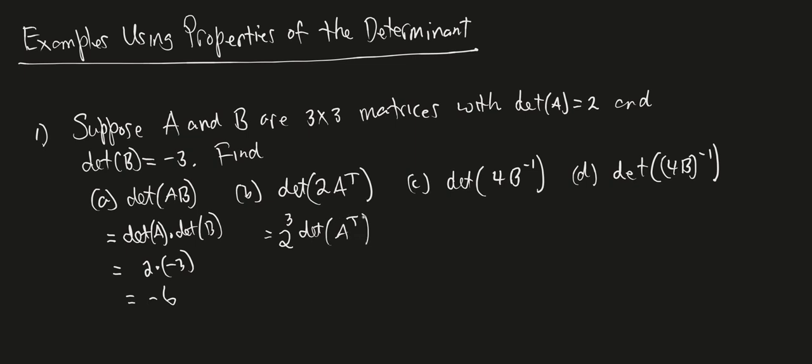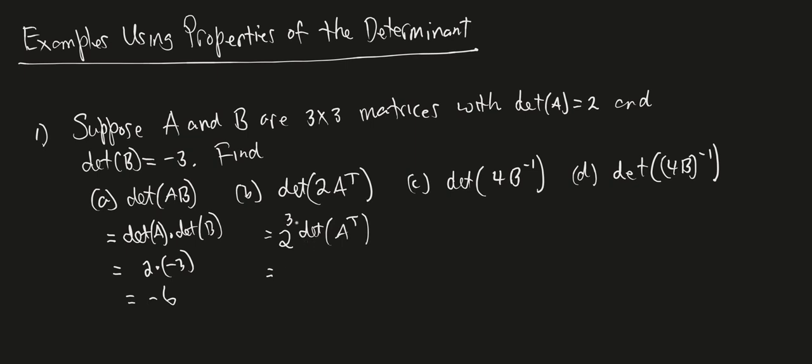But we have a property that tells us how the determinant of the transpose is related to the determinant of the original matrix. And in fact, they're exactly the same. Taking the transpose has no effect on the determinant whatsoever.